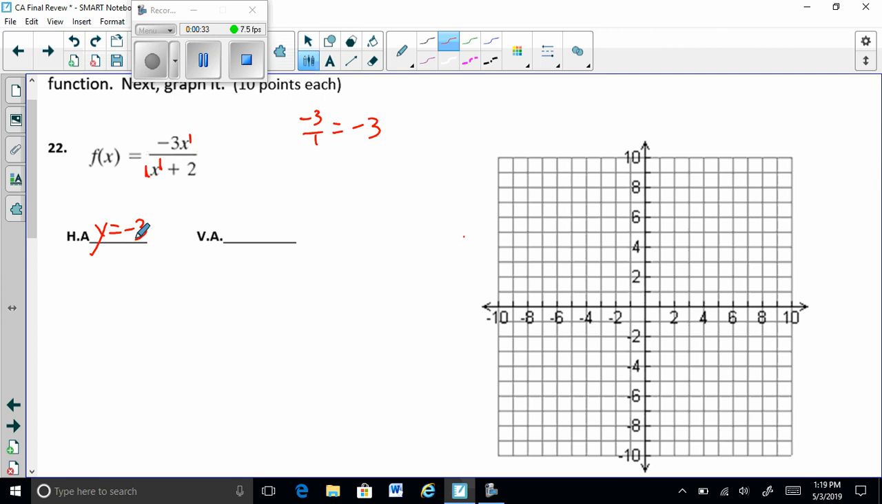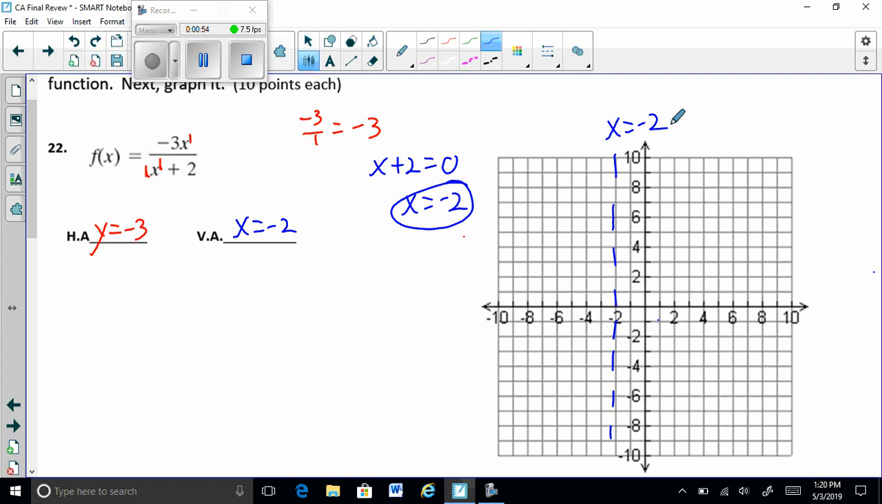The vertical asymptote is the excluded value of the denominator. So if you look at the denominator x plus 2, what would make that equal 0 is -2. And so that is the vertical asymptote. So we want to go ahead and draw those. There's x equals -2, and y equals -3.